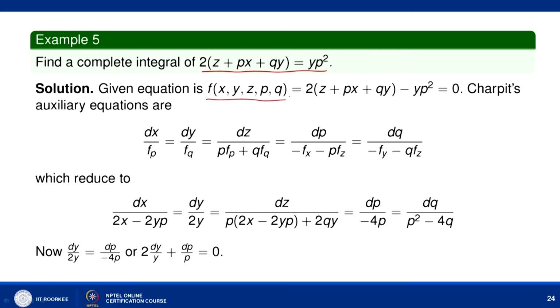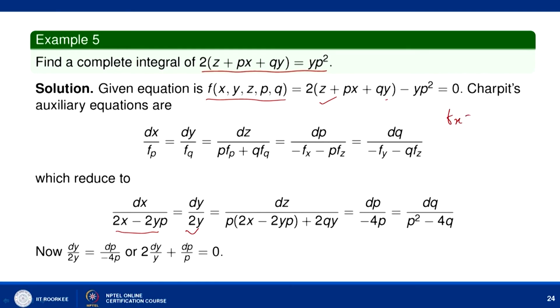Now in the second step, you write down the Charpit's auxiliary equation, that is dx by fp equal to dy by fq equal to dz by pfp plus qfq equal to dp upon minus fx minus pfz equal to dq upon minus fy minus qfz. F is already given to us, we can easily find fp. So fp you can simply say is 2x minus 2yp, dy by fq, which is simply 2y, dz by pfp plus qfq, so you can multiply and write it here, and dp upon minus fx minus pfz.